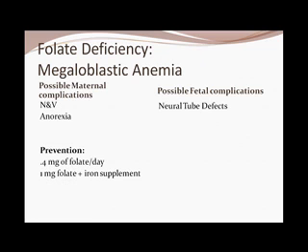The other type of anemia related to a nutritional deficit is megaloblastic anemia, or folate deficiency. As far as the mother is concerned, she may present with nausea and vomiting or anorexia. On the end of the fetus, this can be associated with open neural tube defects. And how do we prevent this? Women are prescribed 0.4 milligrams of folate per day, or 1 milligram of folate plus an iron supplement.